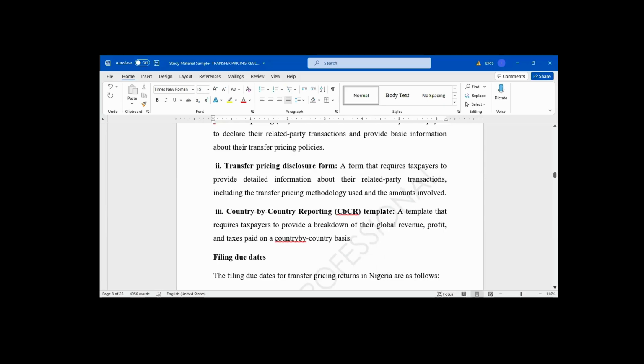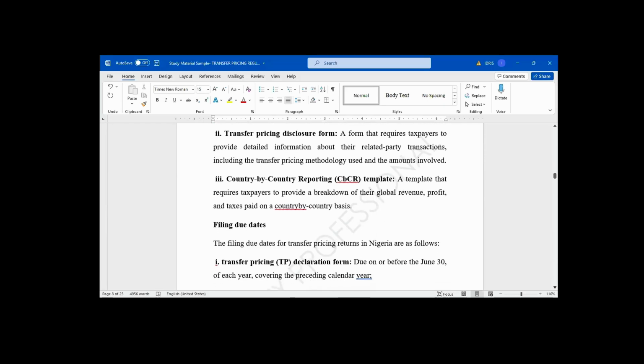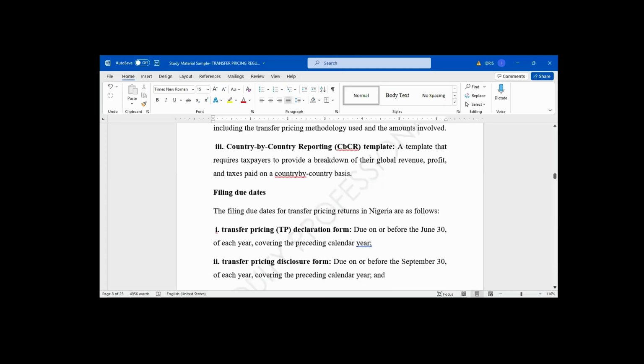Now, still on the transfer pricing return, what are the due dates for filing? The timeline or due date depends on the type of transfer pricing return. The transfer pricing declaration form must be filed along with the company income tax. That means it must be filed not later than June 30th of the following year, 6 months after the end of the year.